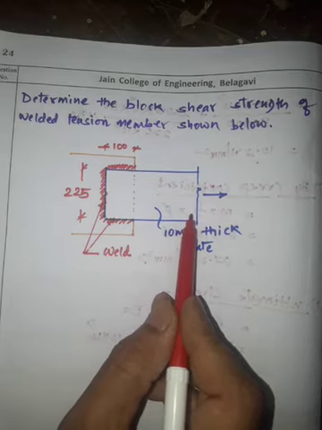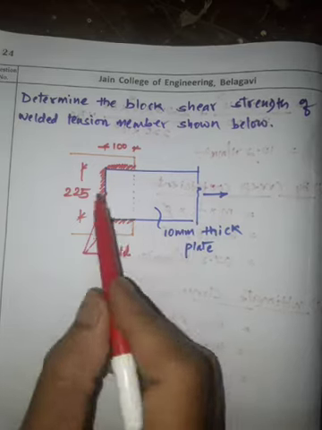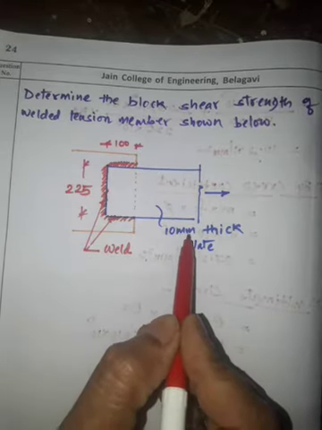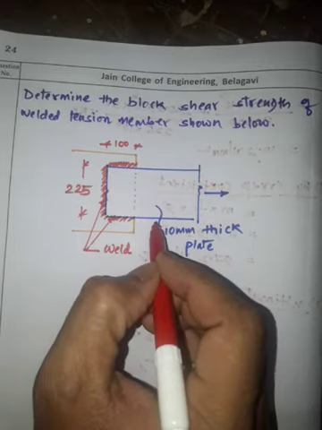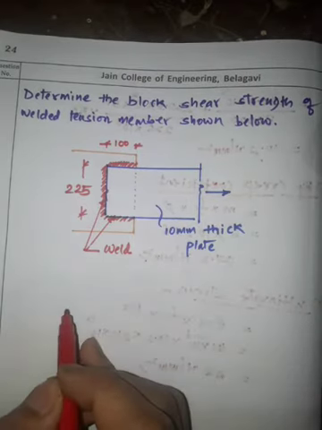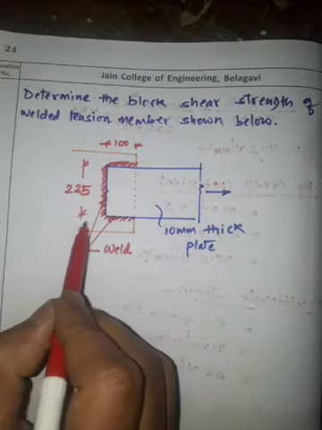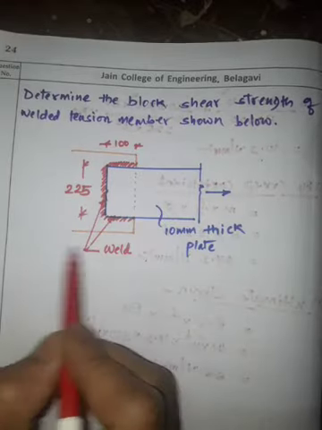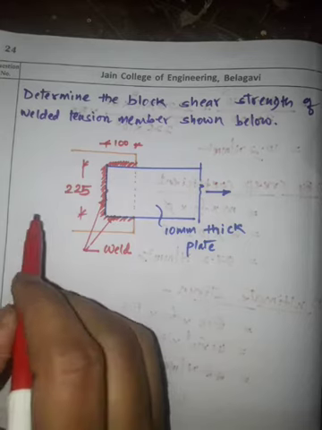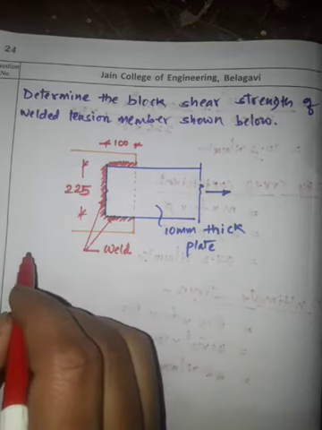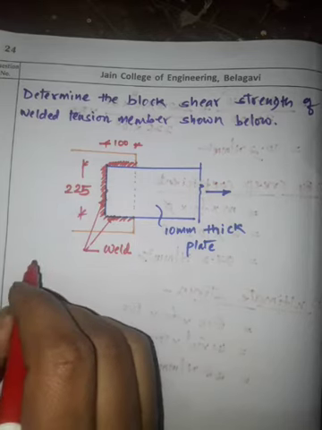It's a plate of size 225 mm by 10 mm thick. The width of the plate is 225, the thickness of the plate is 10 mm, which is connected to one more plate with a welded connection, and we have to find out its block shear strength.